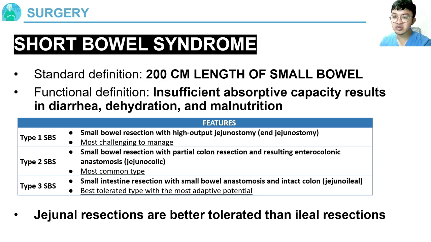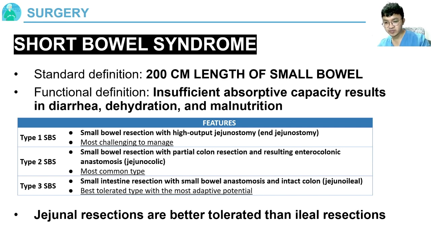It's the most challenging to manage because your jejunum, when it's in high output, there's a problem really with your high output losses. Type 2 short bowel syndrome is small bowel resection with partial colon resection and resulting enterocolonic anastomosis, so a jejunocolon. So this is the most common type. Type 3, small intestine resection with small bowel anastomosis and intact colon. So best tolerated with the most adaptive potential. So most challenging, type 1, most common, type 2, best tolerated with the most adaptive potential, that's your type 3 short bowel syndrome.